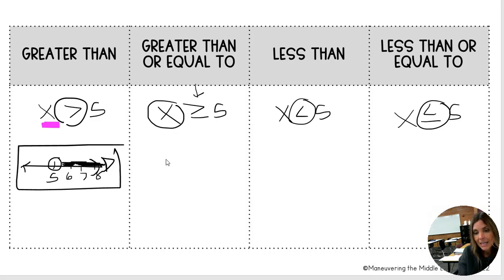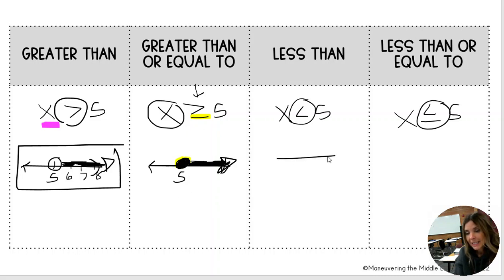If we have x is greater than or equal to 5, the thing that changes here is 5 is now included as part of our solution set. So x can be 5, or it can be anything greater than 5. So anytime your inequality includes the equal to part, it's going to be a closed circle.